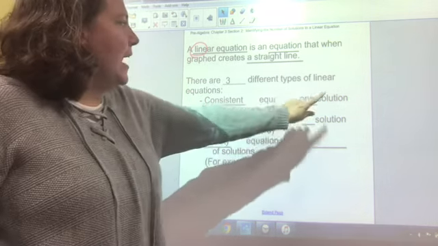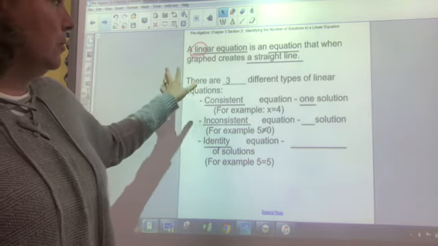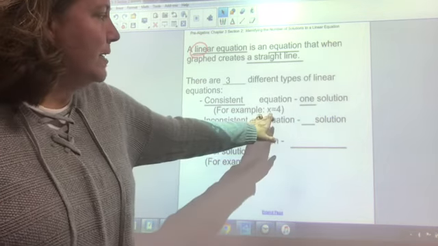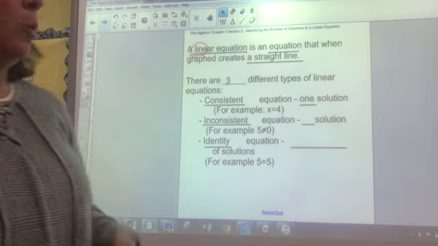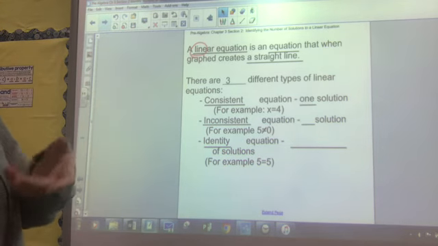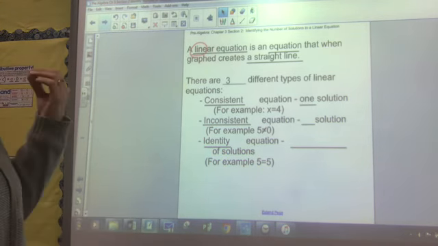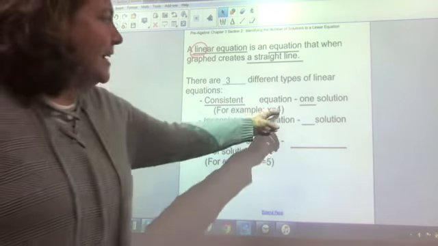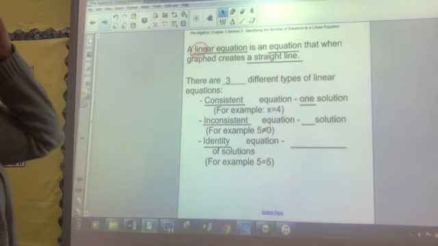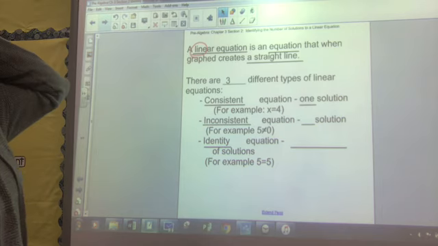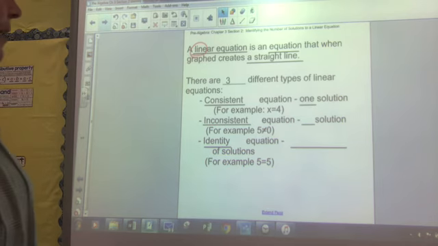Consistent equations have one solution. You solve it, you end up with x equals 4, for example, or y equals 10, or z equals 143. That is one solution. 4 is the answer to what x is in that equation, or 163 is the answer to what x is in that equation.